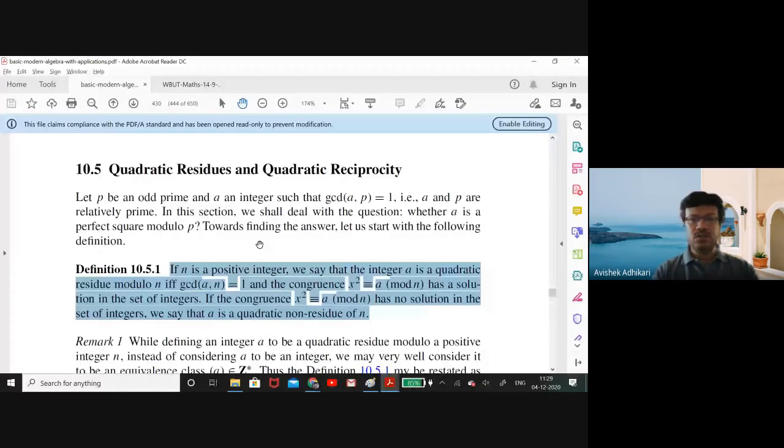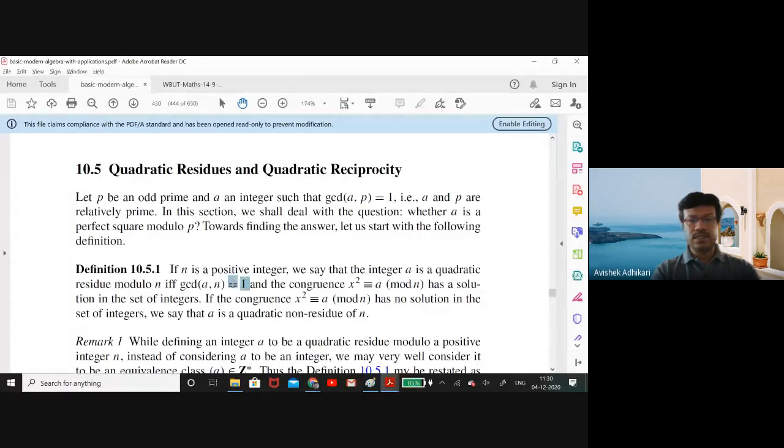Whatever intuition I gave you, I talked only about prime numbers, but when I define it formally, it can be defined for any modulo n, where n may or may not be a prime. But if a has to be a quadratic residue modulo n, the first thing is that GCD of a and n has to be 1.